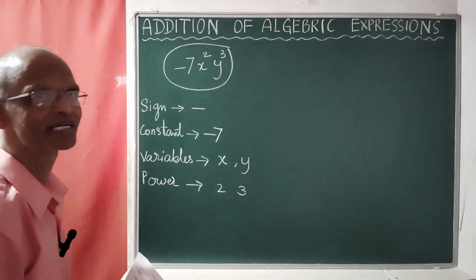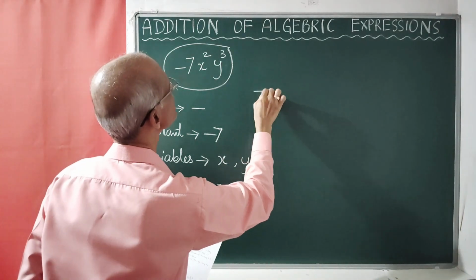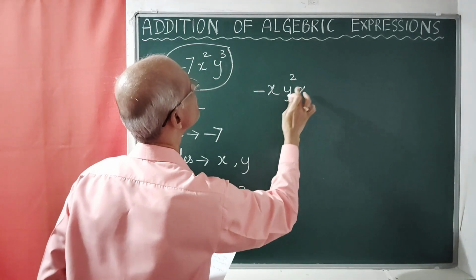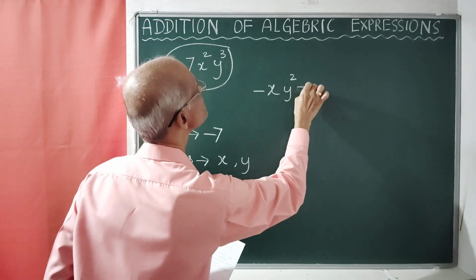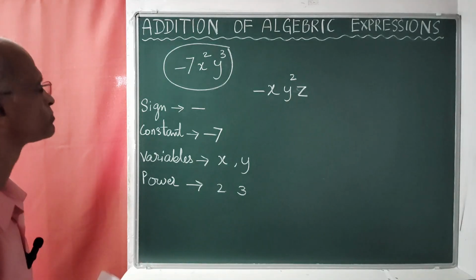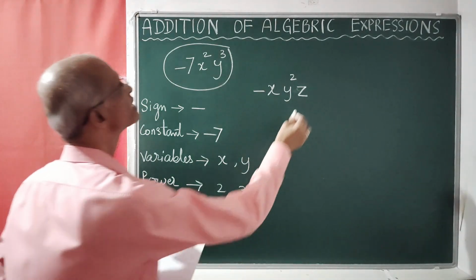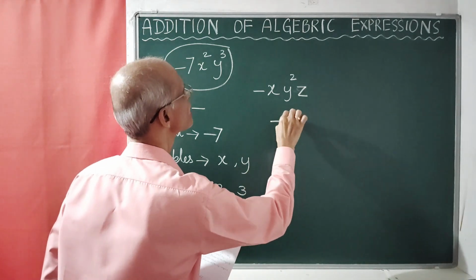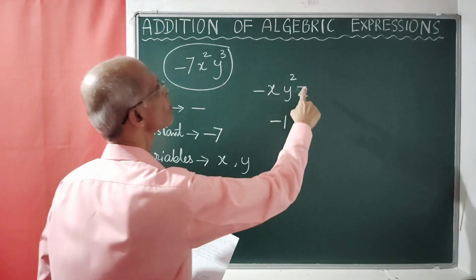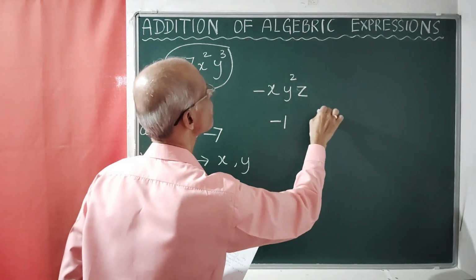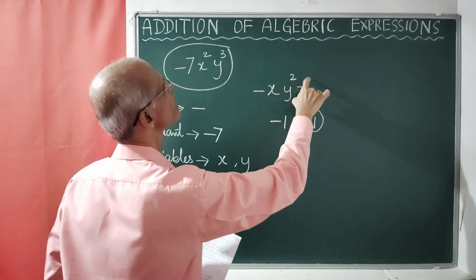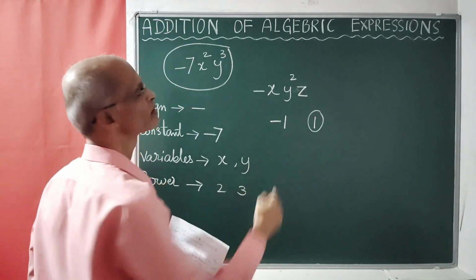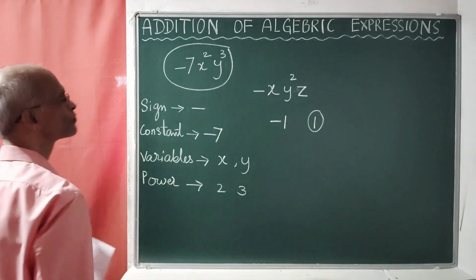Suppose there's a term like this, say minus x y square z. In this case, the constant in this term is minus 1. The power of z is 1. Here the power doesn't appear, so it means the power of z is 1. Here the number is not appearing, it is minus 1. That you need to remember.